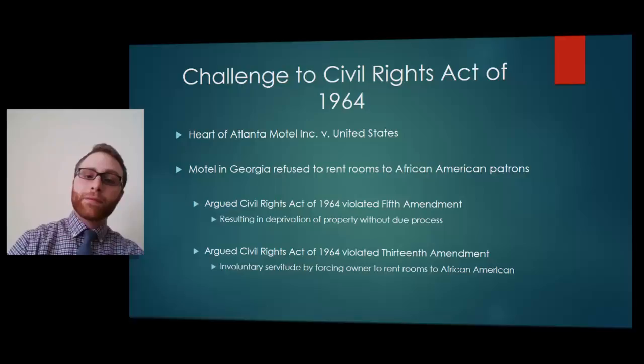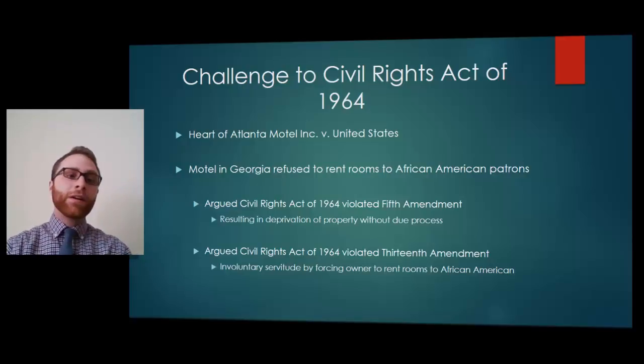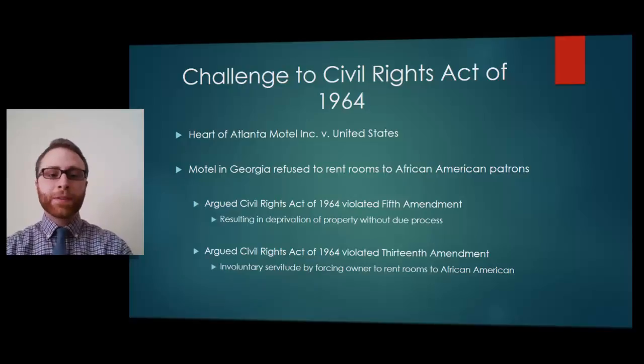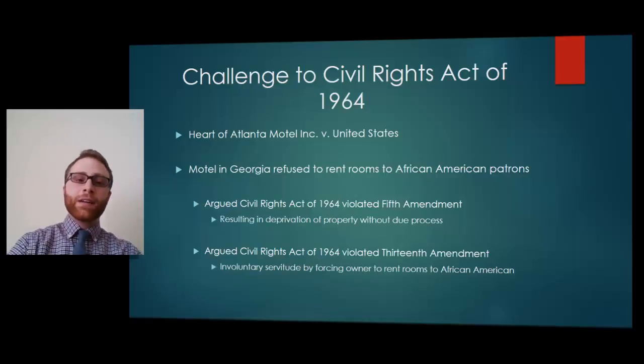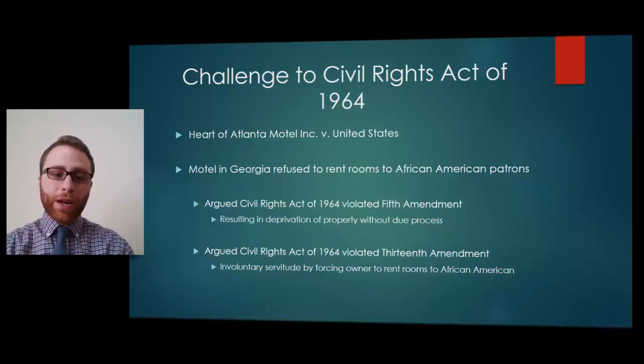The portion of the Fifth Amendment that was violated per the Heart of Atlanta Motel was that the Civil Rights Act resulted in deprivation of property without due process. Essentially, the federal government is taking over a portion of the motel, is what they claim, and that they have to serve these individuals. It also argued that the Civil Rights Act violated the motel's 13th Amendment right.